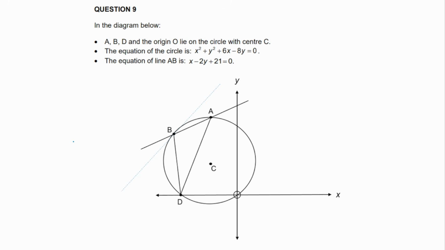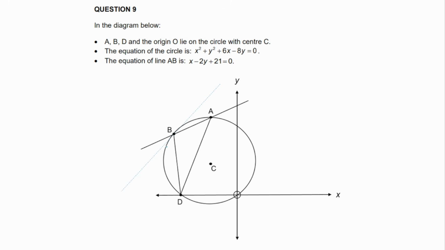In question 9, we're given this circle, and it says that A, B, D and origin O lie on a circle with center C. So ABDO lie on a circle with center C. So C is our center. The equation of the circle is given by this equation over here. And the equation of line AB over here is also given. So we know the equation of the circle and we know the equation of the line AB.